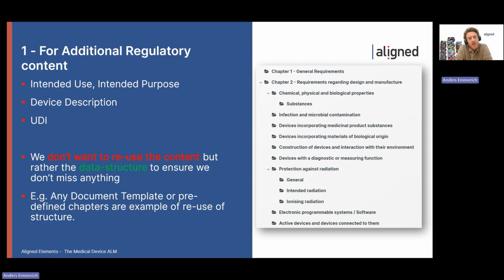Now, there's also additional regulatory content that we would like to reuse, and here I'm looking at a couple of candidates: intended use, purpose, device description, UDI, and things like that. Here I'm not talking about reusing the actual data itself, but we maybe would like to reuse the data structure, data model, to make sure that we're not missing anything. And this is, of course, also an interesting way of communicating your quality management system and making sure that people know what to work on.